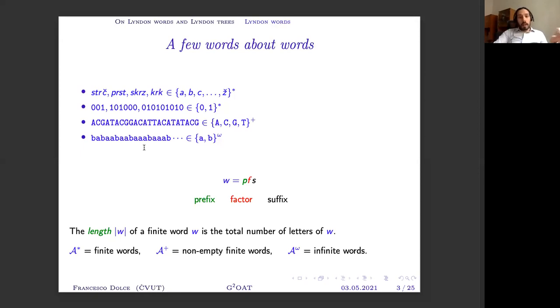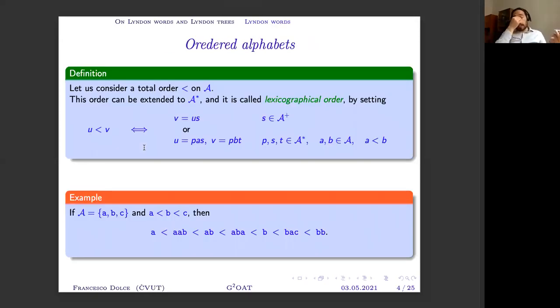Now, another interesting notion when we consider an alphabet, which is just a set of symbols, is that we can order this alphabet. This is something quite natural because we do it all the time. We say that A comes before B, B comes before C, and so on. But the interesting thing is that there is a natural way of ordering not only the letters, but also the words. Actually, there are several ways of ordering the words, but the way I will consider here is the lexicographical order. That is exactly the way that we learned how to look for words in the dictionary from when we were kids.